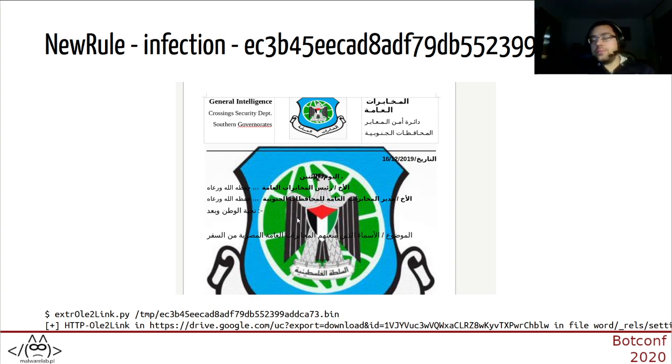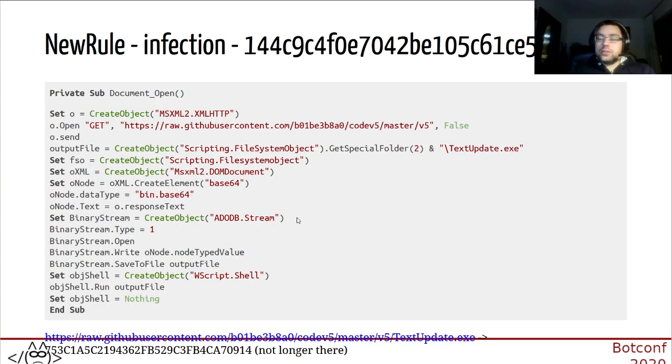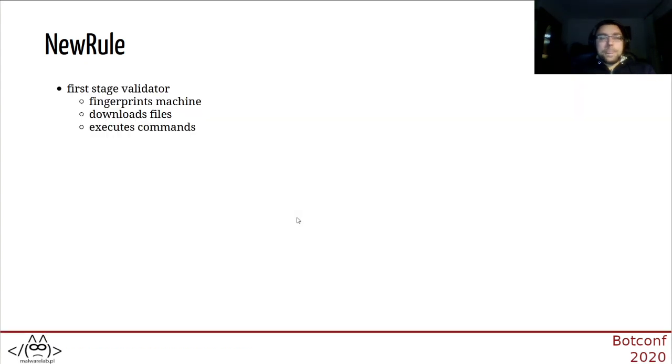It was in the same fashion. There was a file that has remote content hosted on Google Drive. If you manage to fetch it, you'll get a document with a macro. The macro was pretty simple. Again, it will just call out to GitHub and download an executable that will later be run, or decoded from base64 and run. The document is not there anymore, but you have the hash, and I think it's on VirusTotal, so you can find it later on. The malware was pretty simple. It's a first stage validator again. It fingerprints the machine, downloads files, and executes commands like every validator.